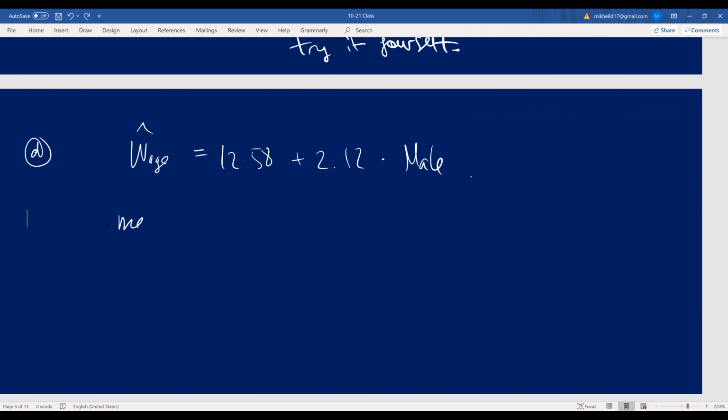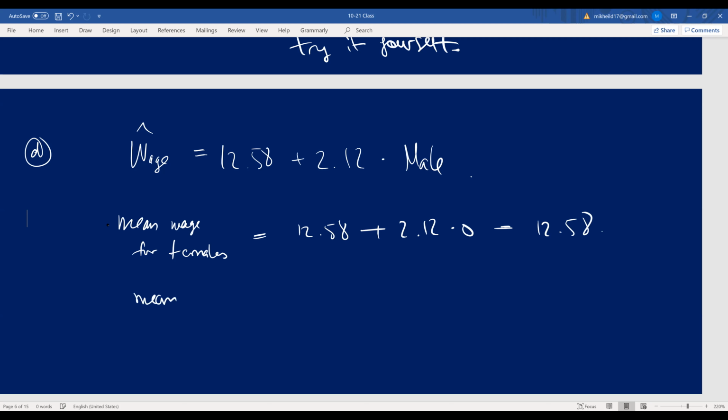That will be 12.52 plus 2.12 times 0, that's 12.52, and then the mean wage for males is 12.52 plus 2.12 times 1. Sorry, it's 12.52. That will be 14.64.